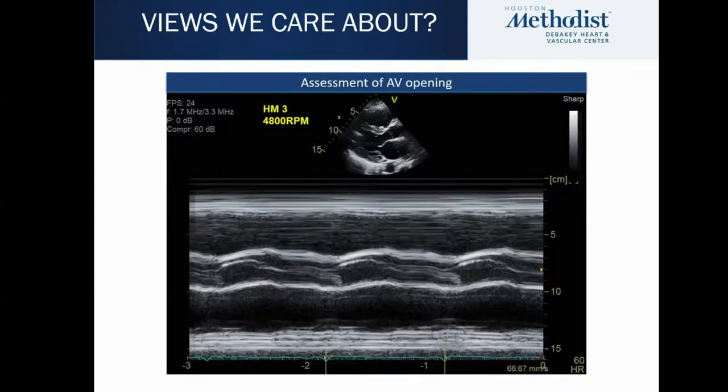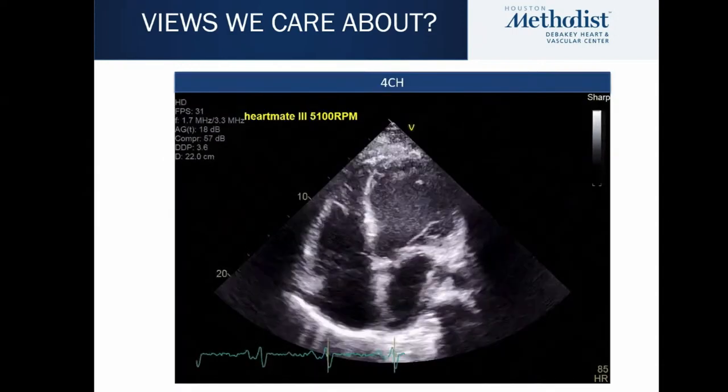Now, like I mentioned, the aortic valve opening is important to us, particularly if we're trying to figure out whether they're appropriately unloaded. In an unloaded situation, the aortic valve would no longer open. If there is a question about whether the AV is opening or not, you can do an M-mode across the aortic valve and look at the AV opening.